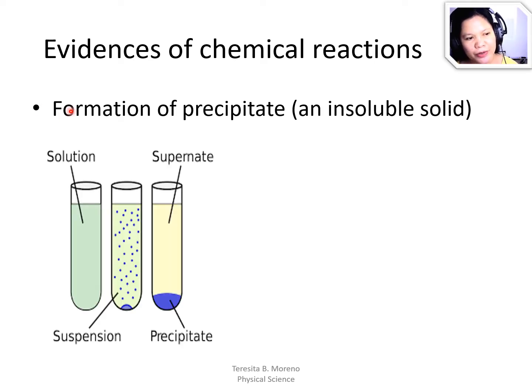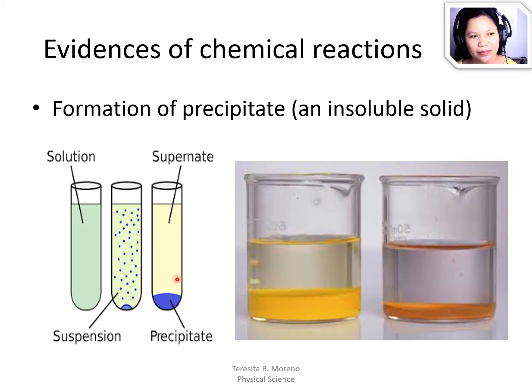As you can see, you have the solution and you place some substance, and those that are not dissolved can be considered as suspension, while those undissolved substances can be called precipitate, that usually settle at the bottom of the container. Say, for example, this one. They are insoluble. Maybe this is a mixture of oil and water, so they don't mix.